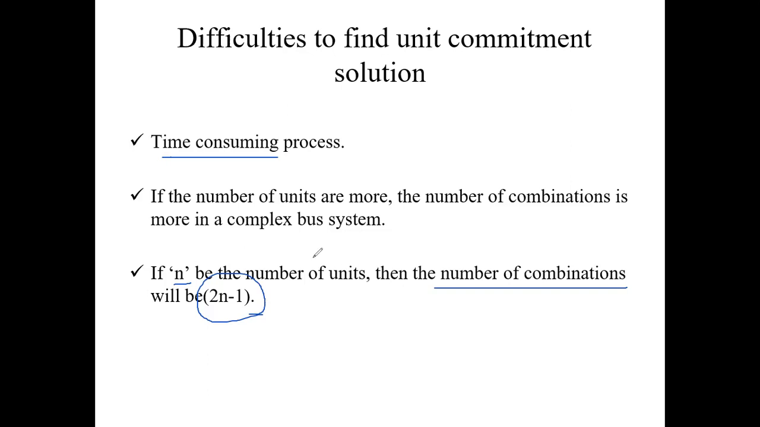So if the number of combinations increases, the number of operations will also increase. If the number of combinations increases, the power system becomes more complex, so there will be a maximum time-consuming process for operating the system connected across the power system units.